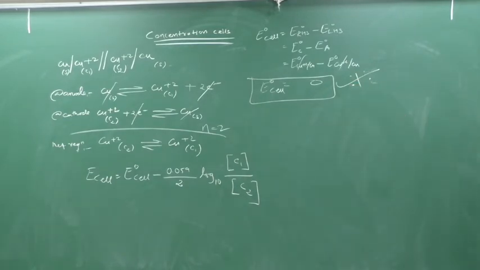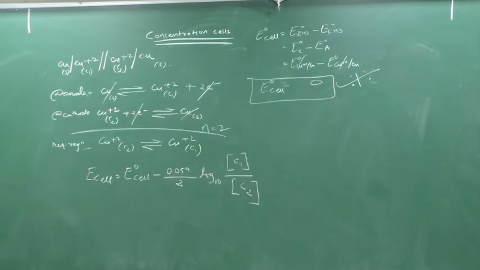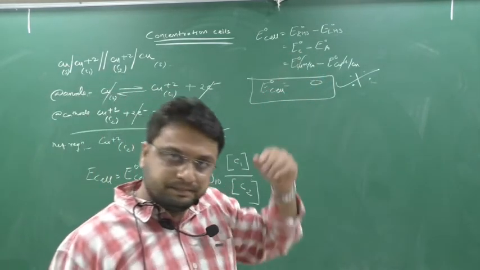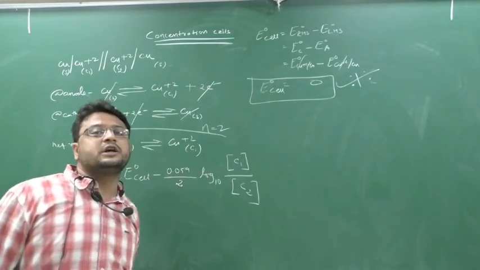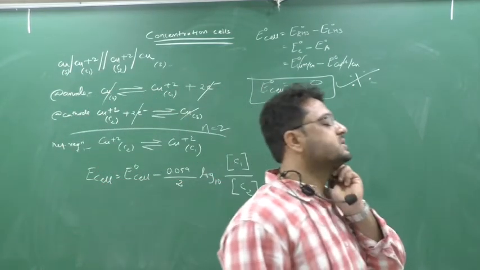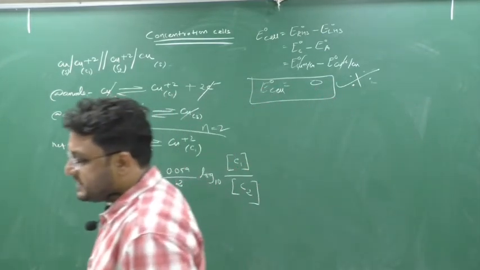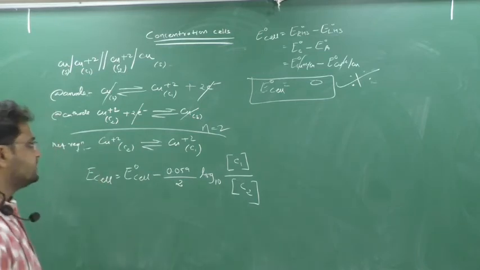that the standard cell potential for a concentration cell will always be 0. The standard cell potential of the concentration cell will always be 0, because the anodic and cathodic compartments are the same. So, their reduction potentials will also be the same. So, E naught cell for the concentration cell will always be 0, important for MCQs, class test MCQs, board point of view. The standard cell potential for a concentration cell will always be 0.